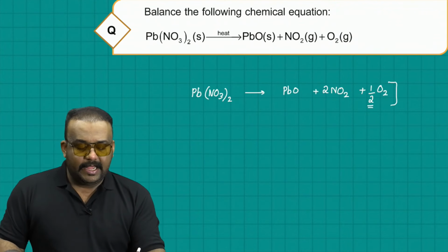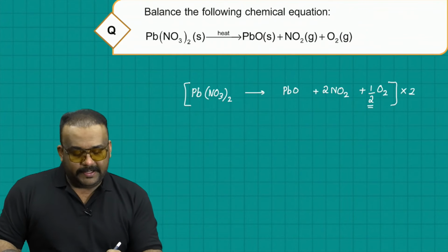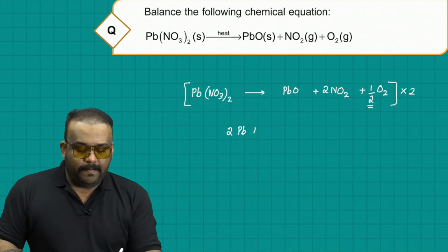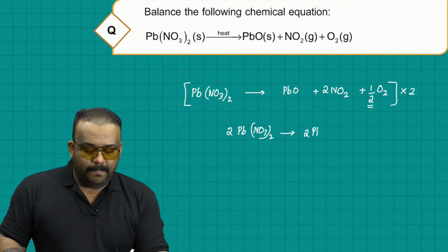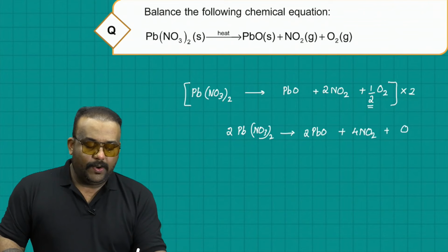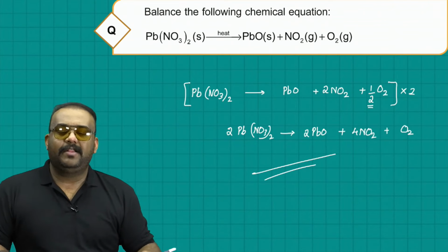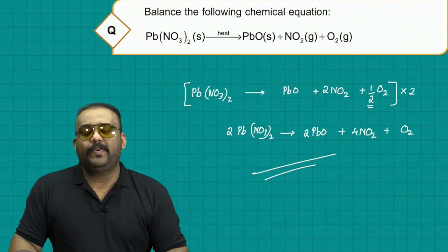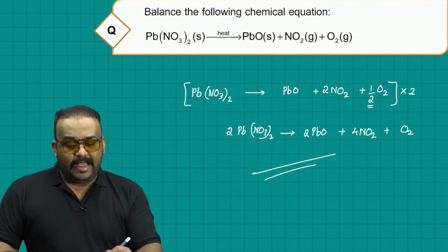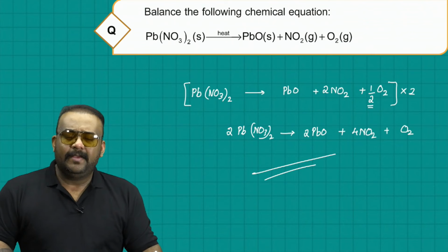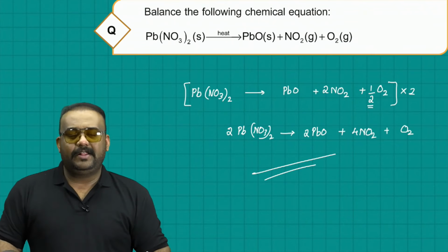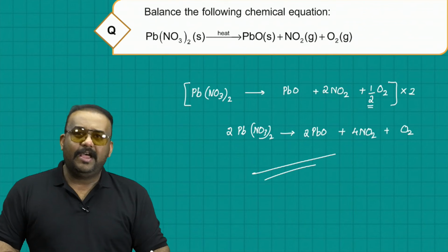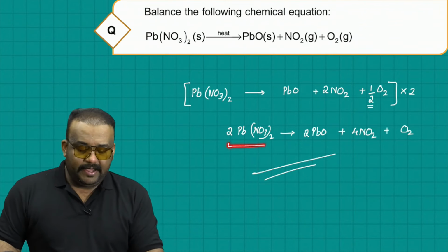So what I'm going to do is, I will multiply this whole equation with 2, which makes it as 2 Pb(NO3)2 giving 2 PbO plus 4 NO2 plus O2. Now I can see that there are no fractions remaining and the equation is well balanced. And every time when you finish balancing, please cross-check and see that the number of atoms of all the species are equal. So let's do a check here.